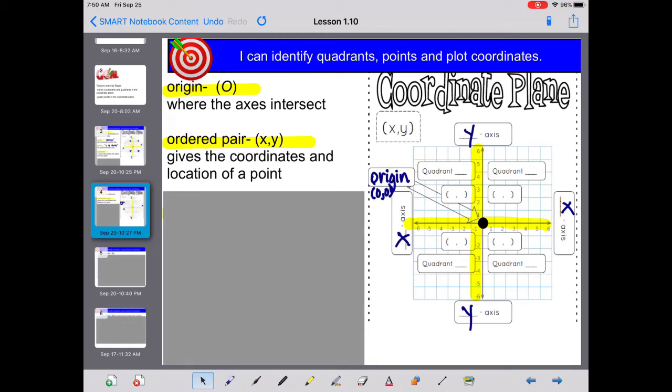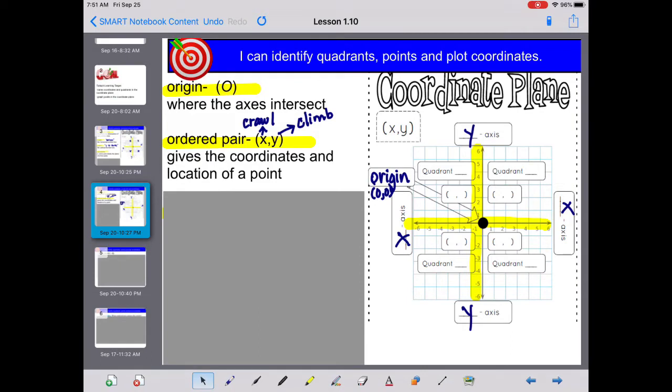So the next vocabulary word is ordered pair. An ordered pair has an x value and a y value, and it's really a set of directions to tell us how to get to a specific point on the coordinate plane. So it gives the coordinates and the location of a point. The x value is how far we crawl on the x-axis, and the y value tells us how far we climb up or down the y-axis.